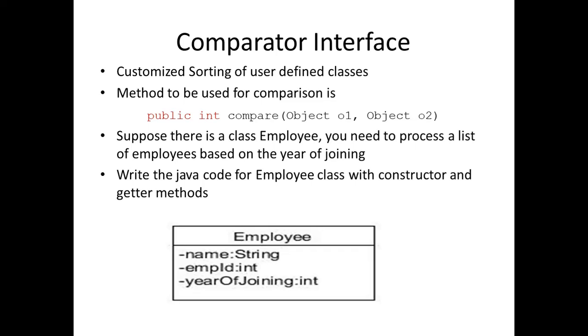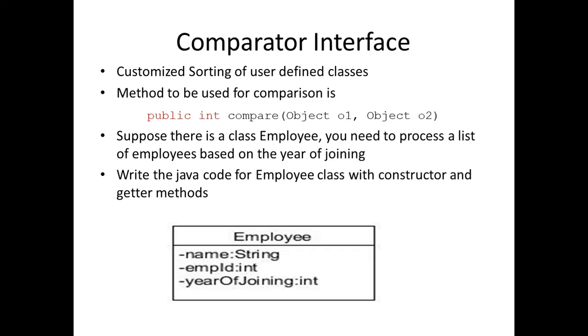The method to be used for comparison of two objects is public int compare(Object o1, Object o2), based on any of the properties of the object. So whenever the Comparator interface is implemented, you are supposed to override the method public int compare, which has two arguments, one object O1 and the other object O2.